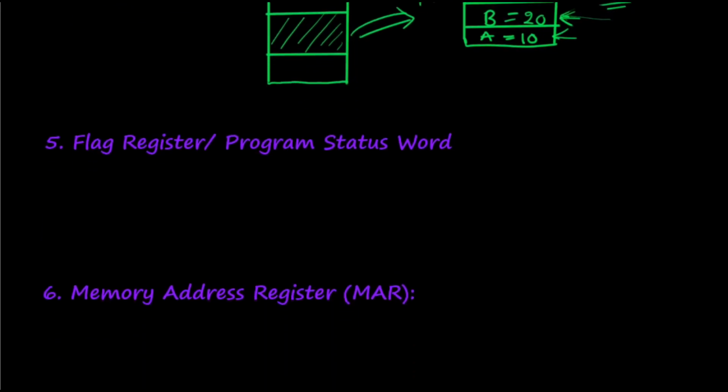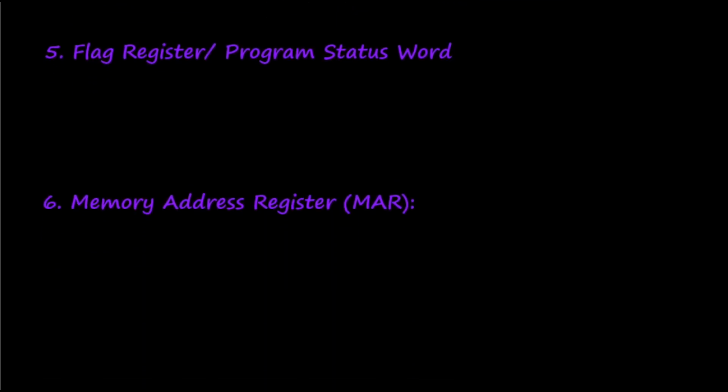Okay. Now comes the flag register. This is a special kind of register, the flag register, also called the program status word. These registers are very specific, meaning some processors will have a certain number of such registers, and some processors will have different numbers. Anyway, I am taking a general approach. So generally flag registers are used to indicate some special conditions. What is meant by that?